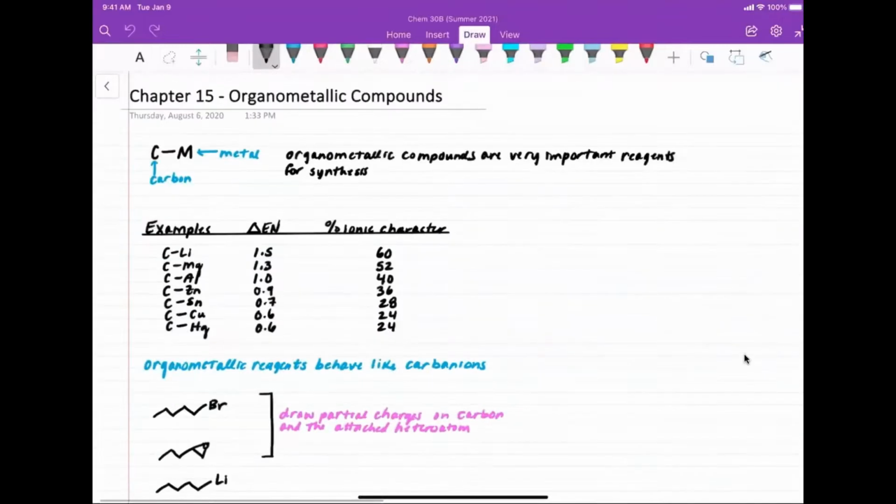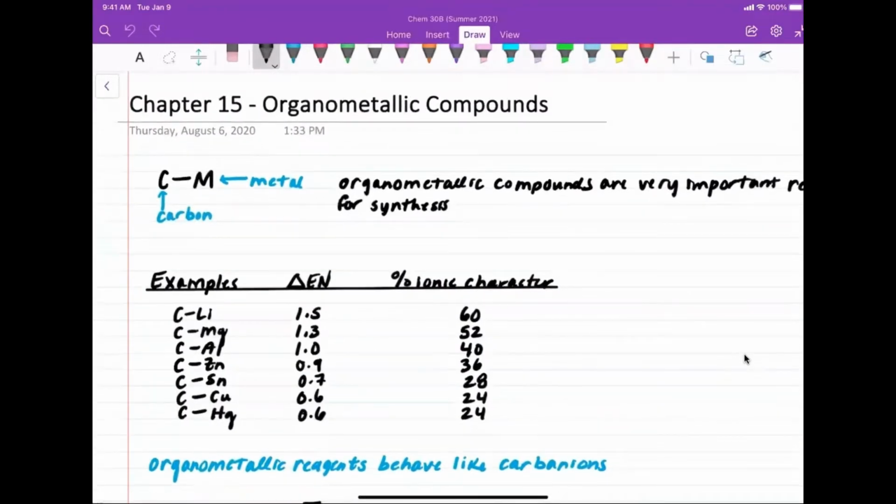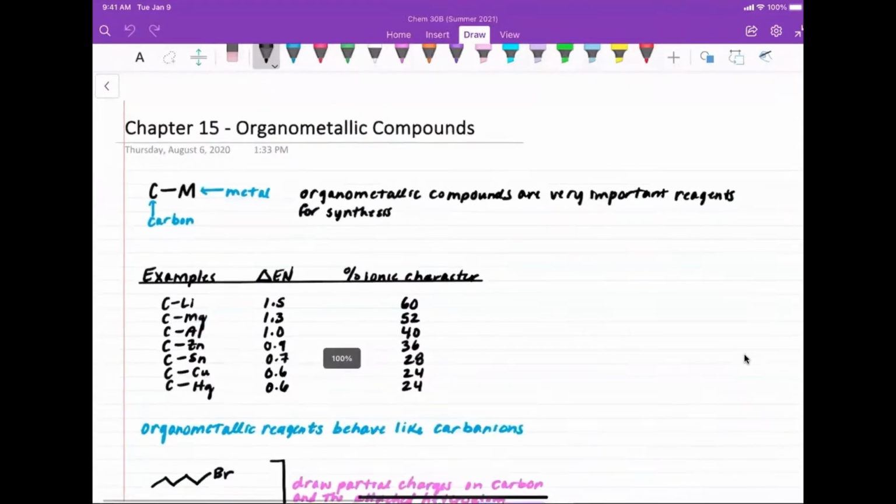Okay, so let's see, organometallic compounds. Organometallic compounds are extremely important in organic chemistry. They're widely used. They have a lot of useful reactions that they can do. A lot of them are highly reactive. A lot of them can be made to be enantioselective using chiral versions or chiral catalysts. So they're really important in organic chemistry.